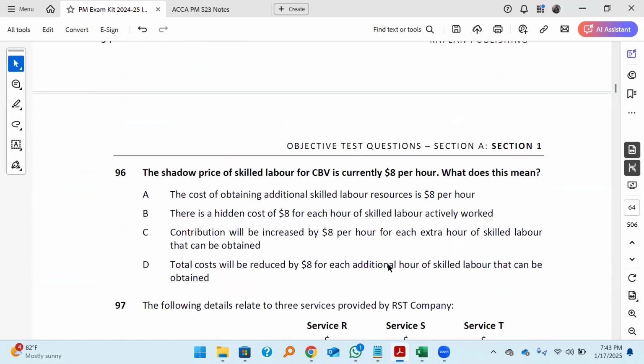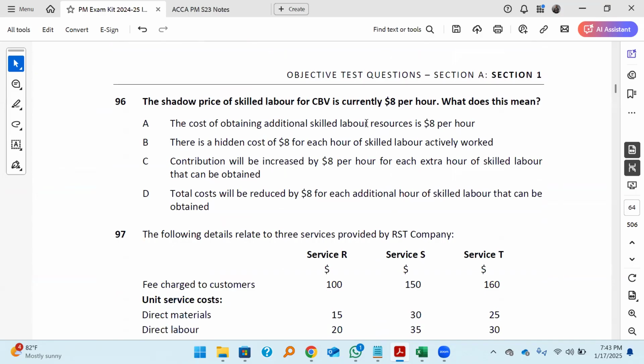Now here, they are bringing us shadow price again, but they are not telling us to calculate it; they want us to say what shadow price is. Shadow price is currently $8 per hour for skilled labor, and they're asking us what it means. The first one says that the cost of obtaining additional skilled labor is $8 per hour. It is not exactly the cost, but it is the maximum that we might be willing to pay. So that's not the case.